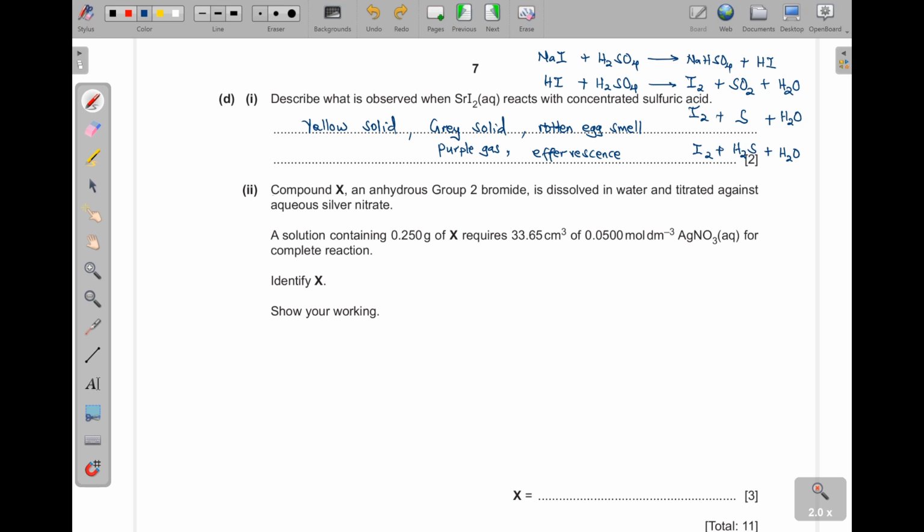Okay. Roman 2, compound X, an anhydrous group 2 bromide is dissolved in water and titrated against aqueous silver nitrate. A solution containing 0.250 grams of X requires 33.65 cubic centimeters of 0.05 moles per liter of silver nitrate for the complete reaction. Identify X and show your working.